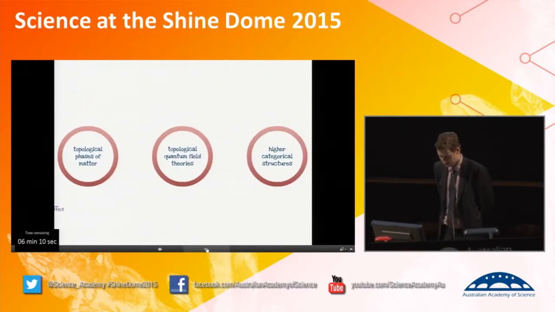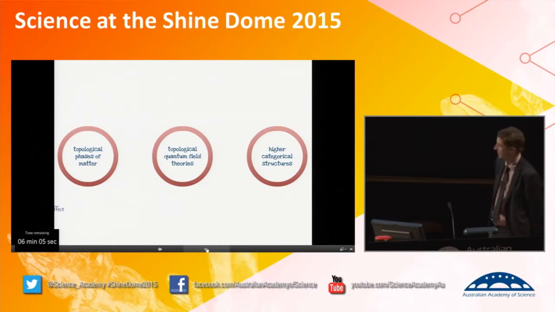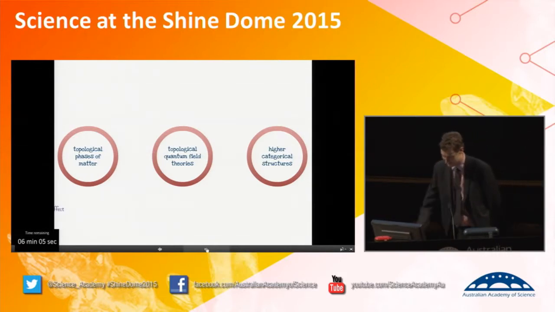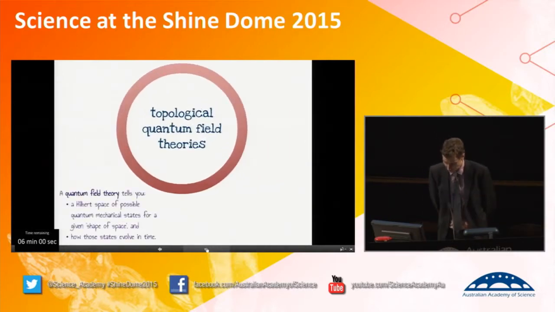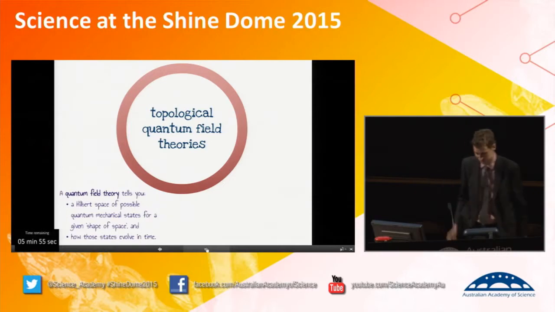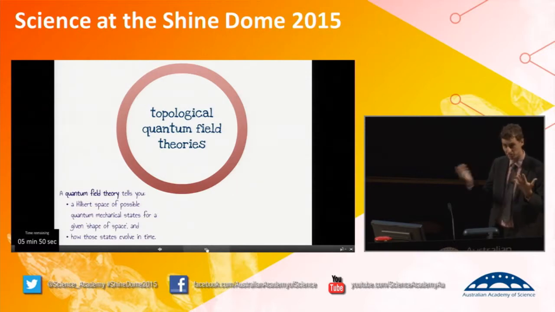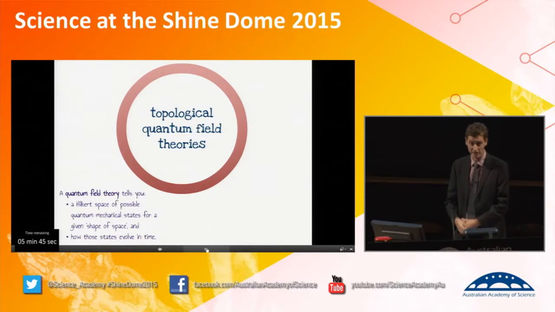Okay. So after that very brief talk about topological phases, let's move on to the next part and say what a topological quantum field theory is. A quantum field theory, first of all, in very broad sketches, is a physical theory that, if you give it the shape of space, the geometry of space, will tell you all of the quantum mechanical states that are possible inside that space. And it'll additionally tell you how all of those states evolve over time.